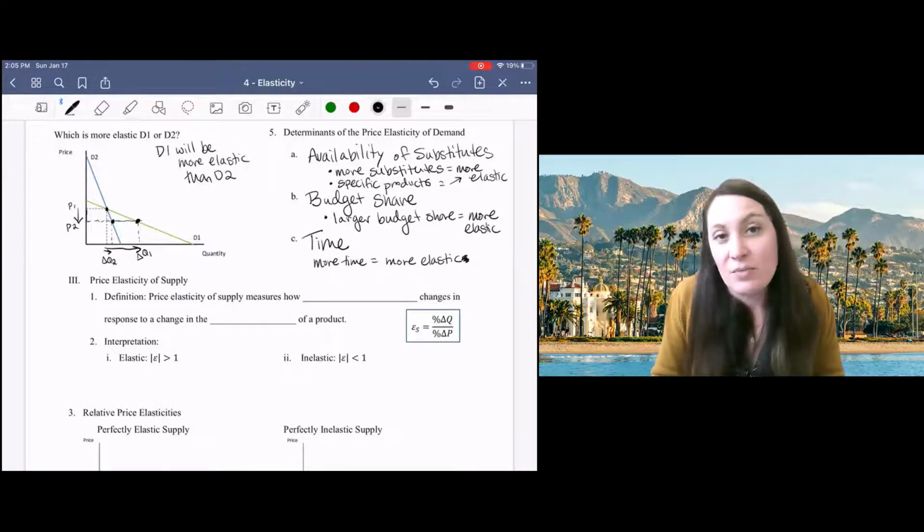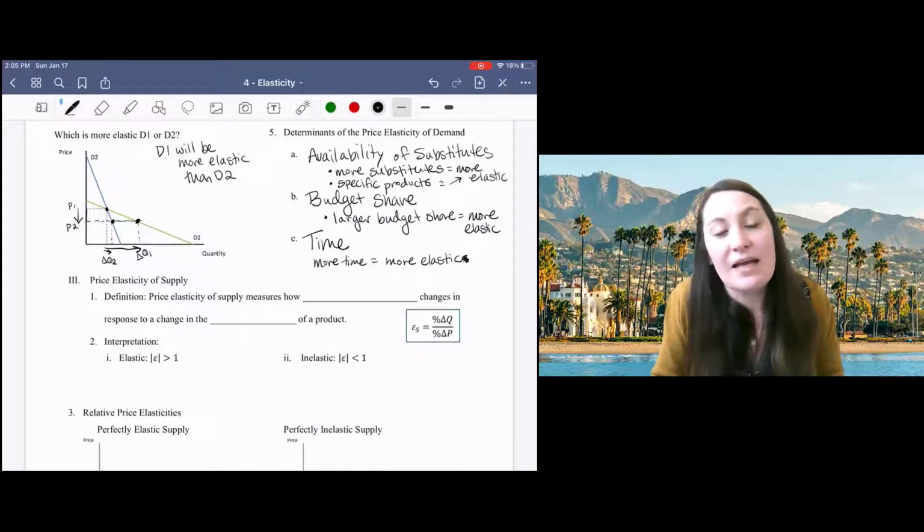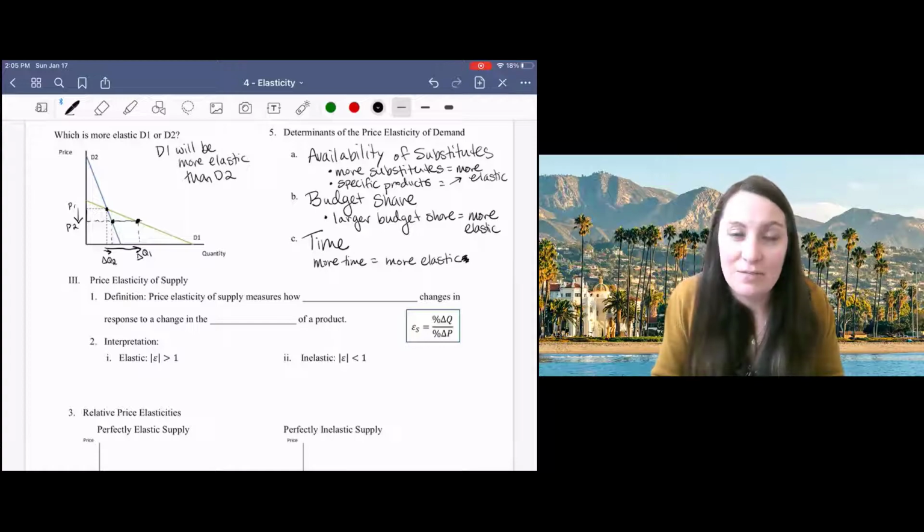But if the price of gasoline doubles and remains high for a long period of time, I may start to change my behavior in other ways, moving closer to where I work, for example, buying a more fuel-efficient car. So the longer the time period, the more easily I can adapt to price changes, and the more elastic demand becomes.